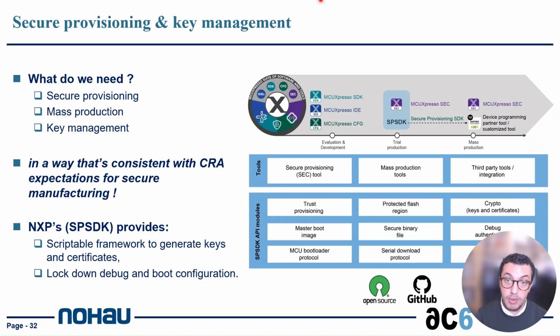So this will help us, as I said, to generate and manage keys, to provision devices securely, to lock down secure debug. We can implement debug authentication. We can support the MCU bootloader with MCUboot. We can have a serial download protocol that we can use, etc. So the SPSDK essentially bridges the gap between development security and manufacturing security, which is exactly what Annex 7 asks us to document for CRA compliance.